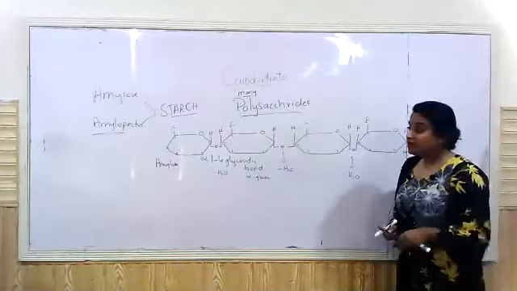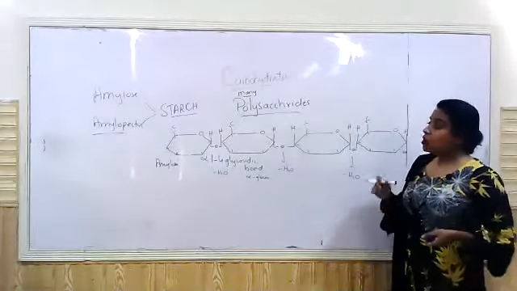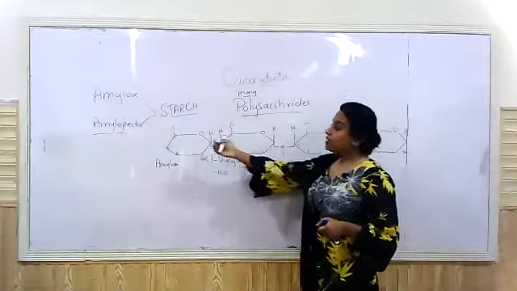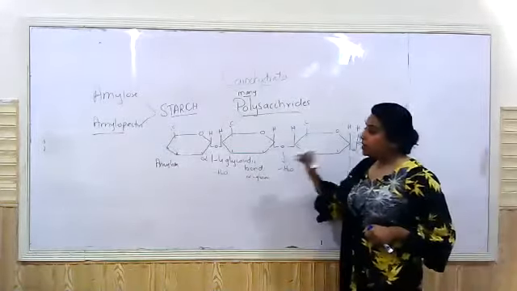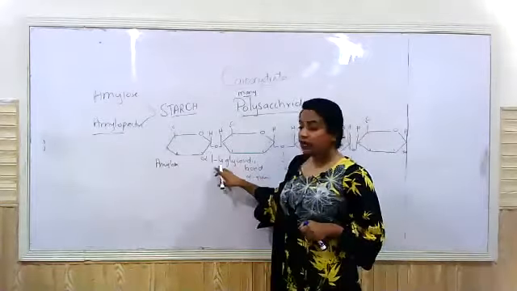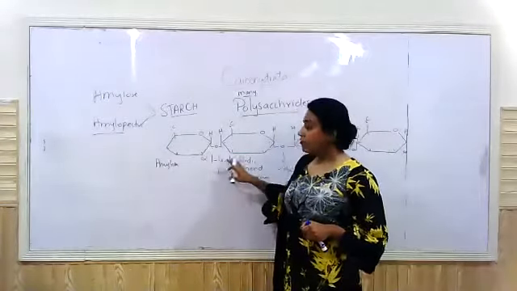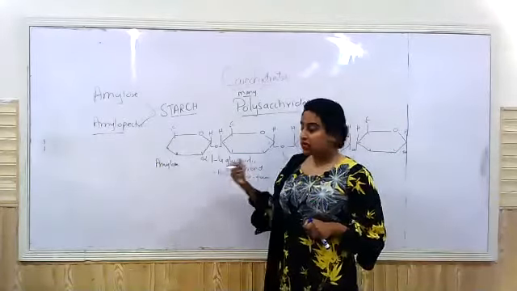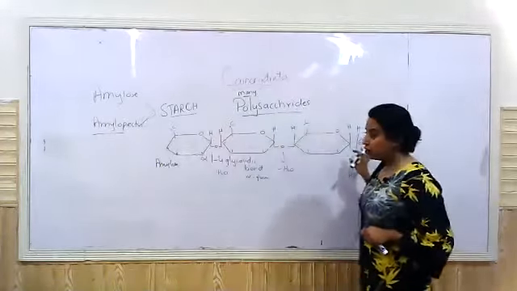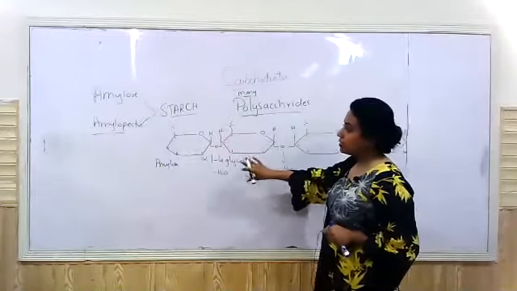Now, what do we mean by amylose and amylopectin? When the glucose molecules link together in a straight line only, forming carbon 1 4 linkage, or alpha 1 4 glycosidic bond only. There is no branching, right? There is only a single file of the sugar molecules. That is termed as what?